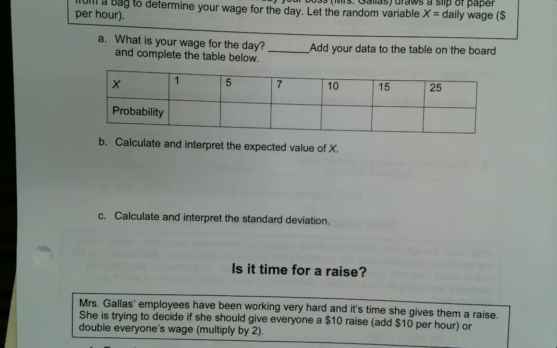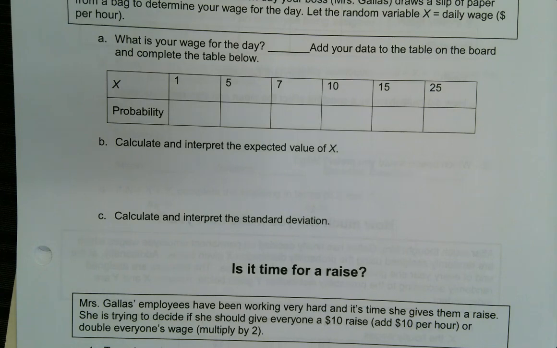Okay? So, what's the probability of getting $5 an hour? $5 an hour. Yeah. Now, what's the probability of getting $7 an hour? I get 28. 0.28. What's the probability of getting $10 an hour? $15 an hour. And 105.